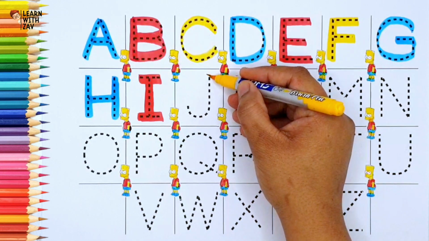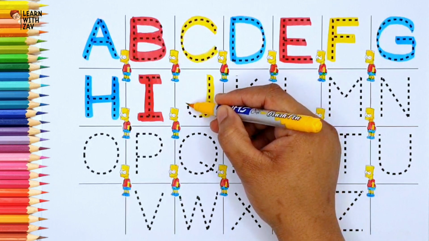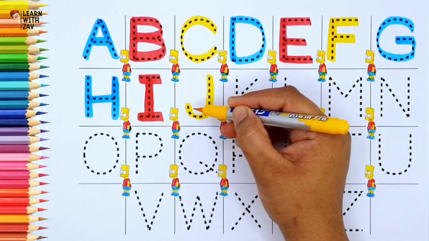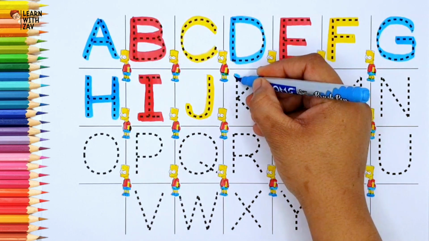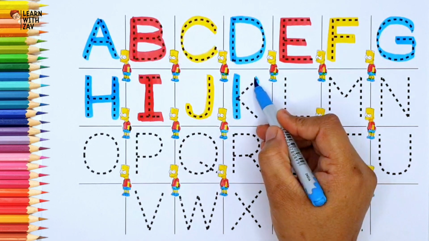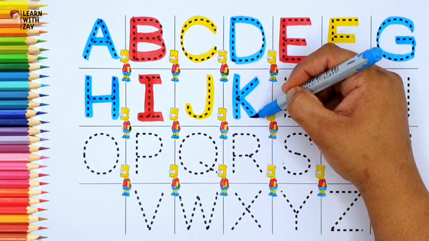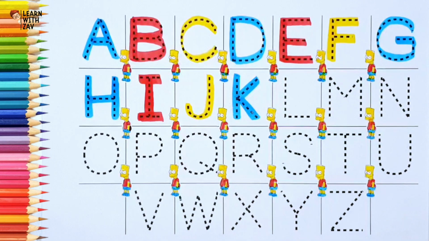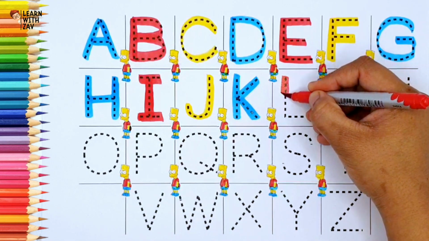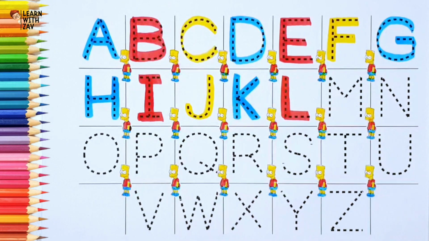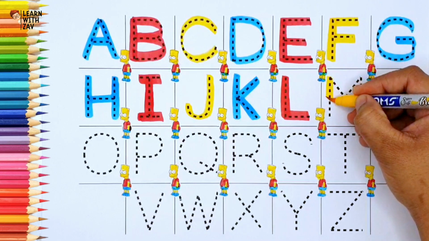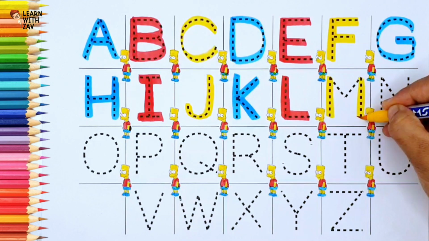J, J for juice. K, K for kite. L, L for lion. M, M for mango.